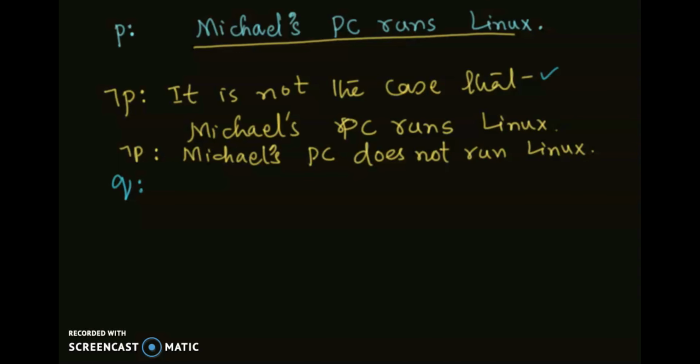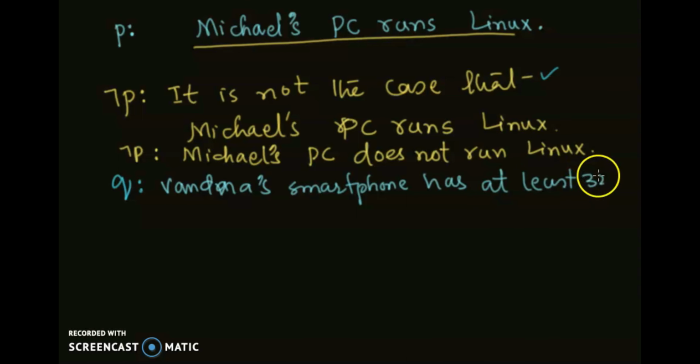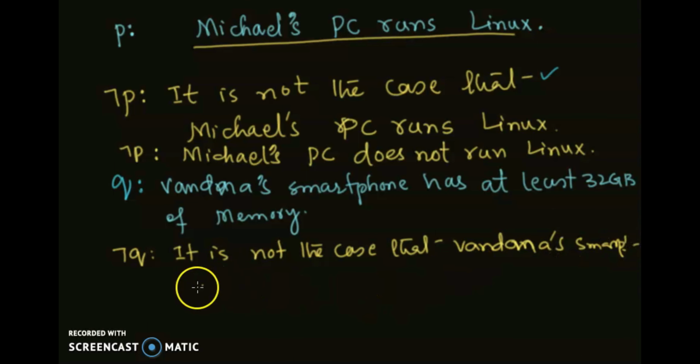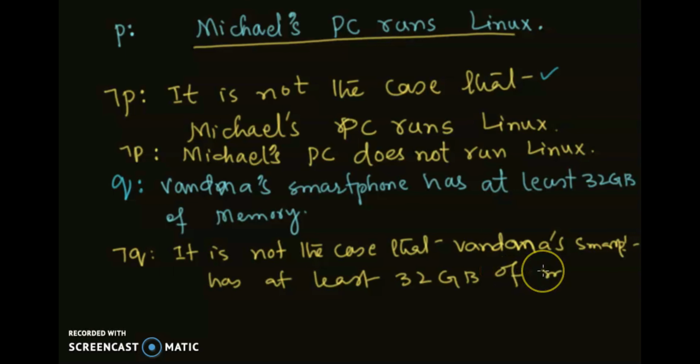So we will consider another statement Q, which says that Vandana's smartphone has at least 32 GB of memory. Now, what is going to be the negation of Q, or not Q? So not Q is going to be: it is not the case that Vandana's smartphone has at least 32 GB of memory, right?